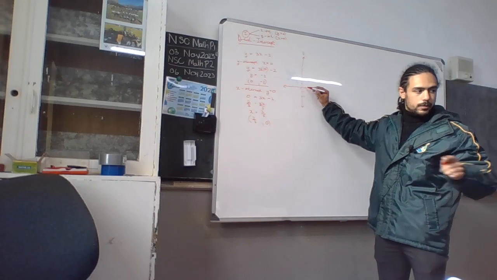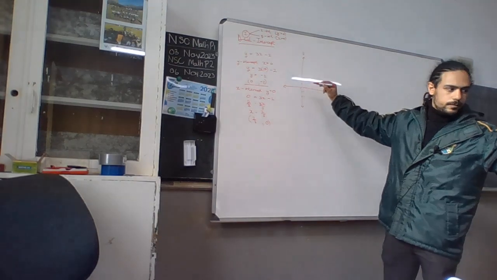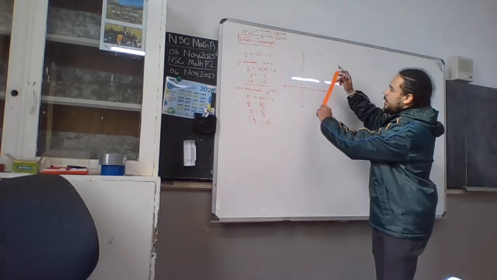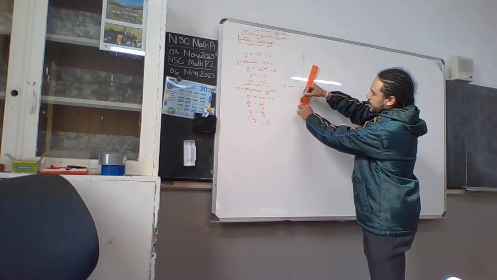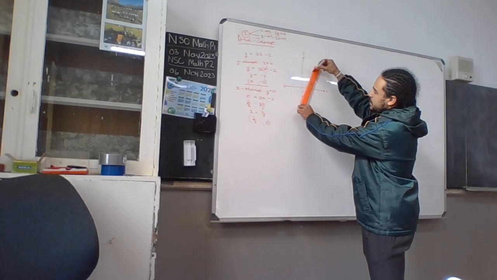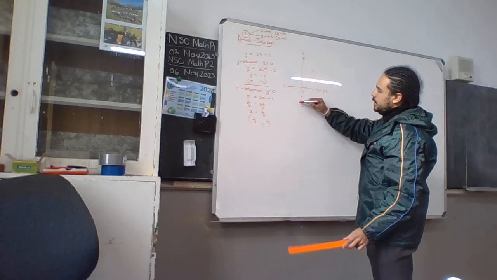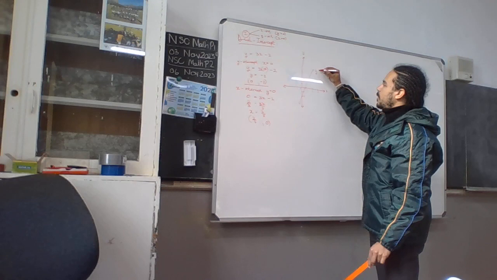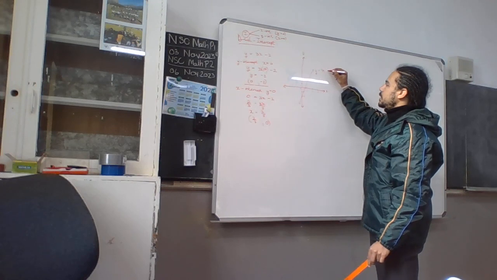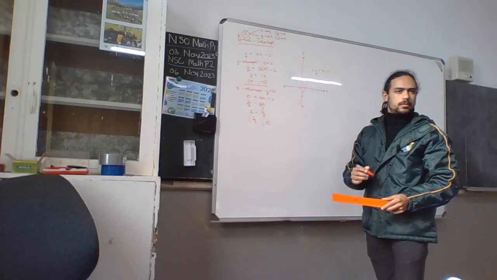Now I take my ruler. Can I borrow a ruler quickly? Thank you. I take my ruler and I go through these two coordinates like that, and I draw my line neatly, making sure it goes through that coordinate as well as that coordinate. And there's my line. What is the line there? That is the line y is equal to 3x minus 2.